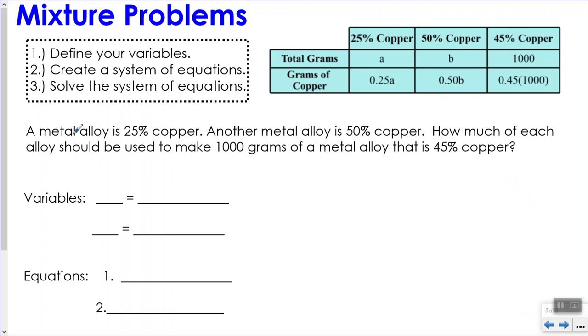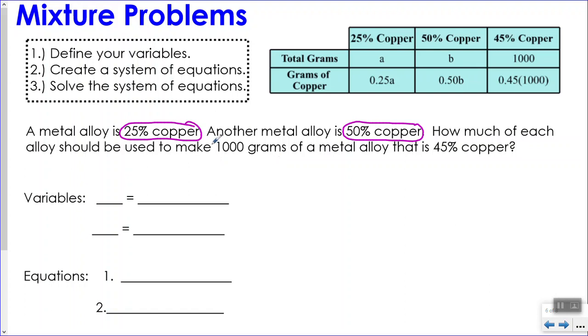So we have a metal alloy that is 25% copper. An alloy is a combination of different metals used to make a new type of metal, and this one, 25% of that is copper. So that's going to be important. Another type of metal alloy is 50% copper. So usually when we deal with mixture problems, we're talking about the concentration of one type of element or liquid or chemical in terms of a larger solution. And we want to figure out how much of each we need to add to make a certain solution, or in this case, a certain amount of a metal alloy.